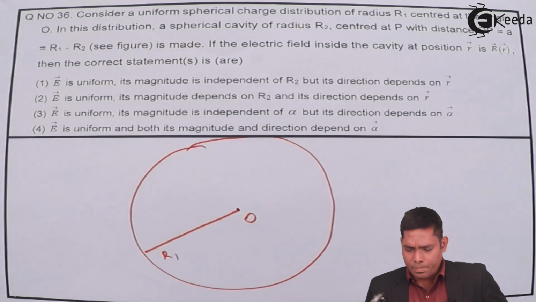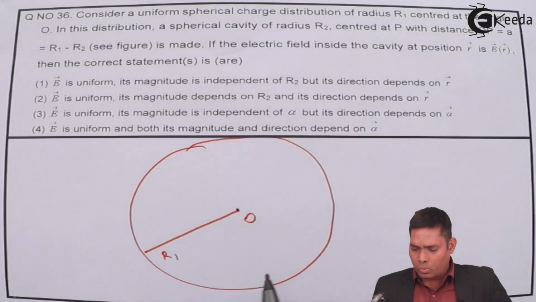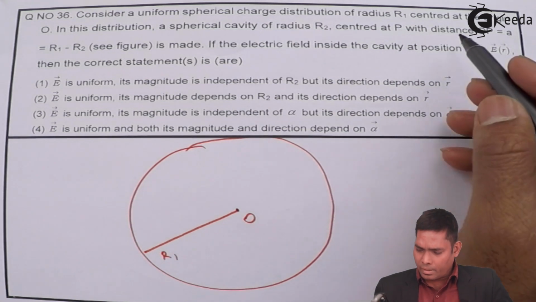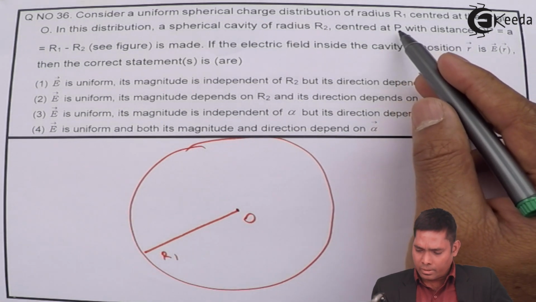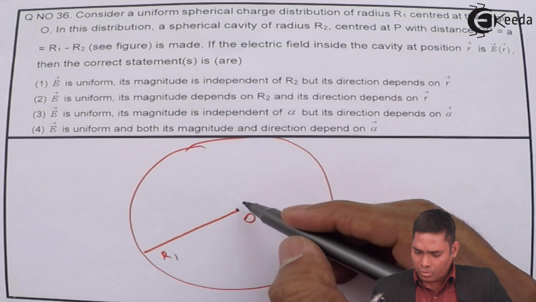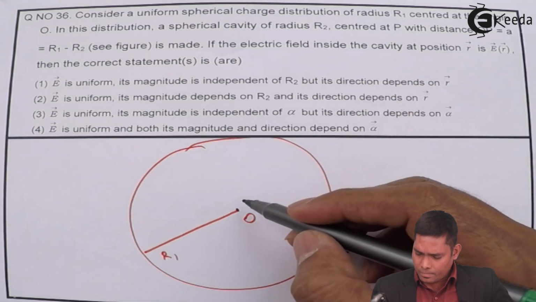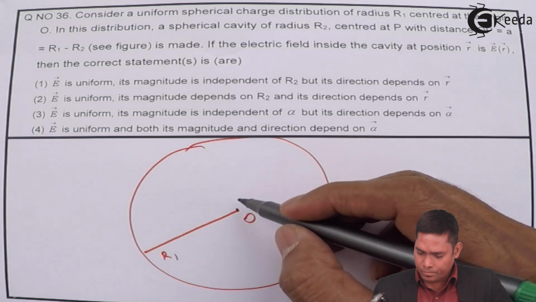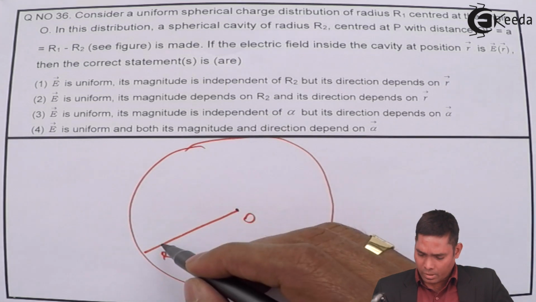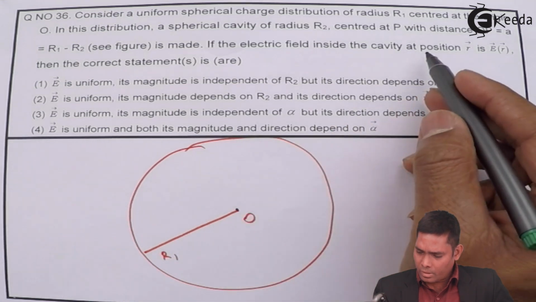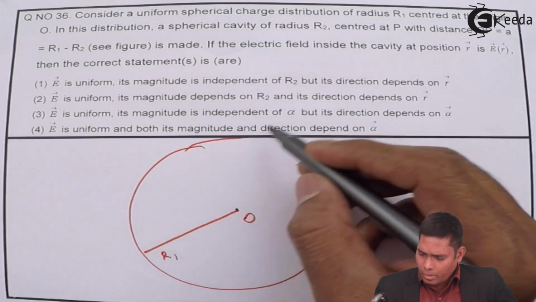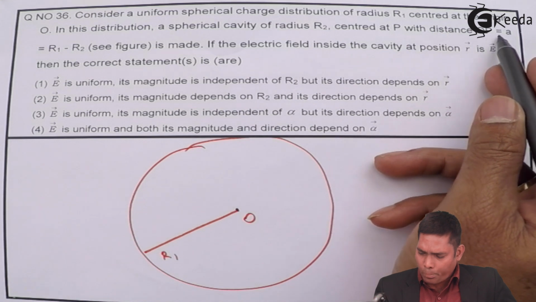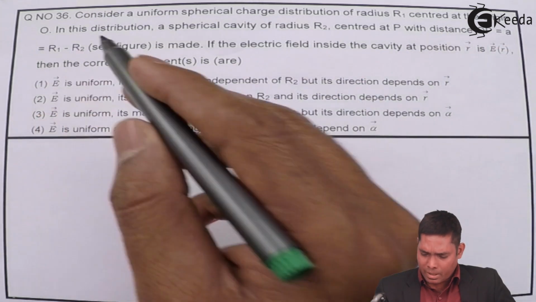In this distribution, there is a spherical cavity of radius r2 centered at P. So there is a cavity made somewhere here, with P at a distance OP equal to a, which is equal to r1 minus r2.